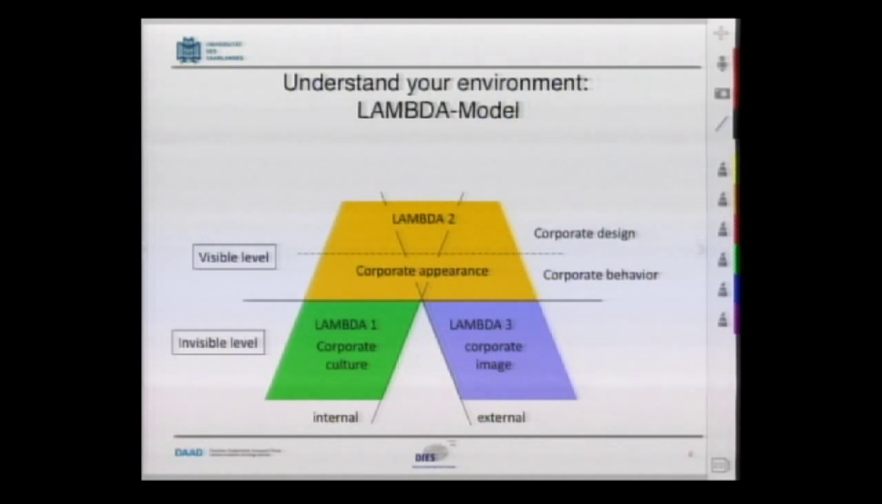That's the first. The second is Lambda 2. Lambda 2 is on the visible level. It means the corporate appearance. It is visible, and it has both an internal and an external view. What do you think the corporate appearance is? What does it mean? How we are perceived. How we are perceived? Yes, right. So it's a little bit about corporate behavior. What else?